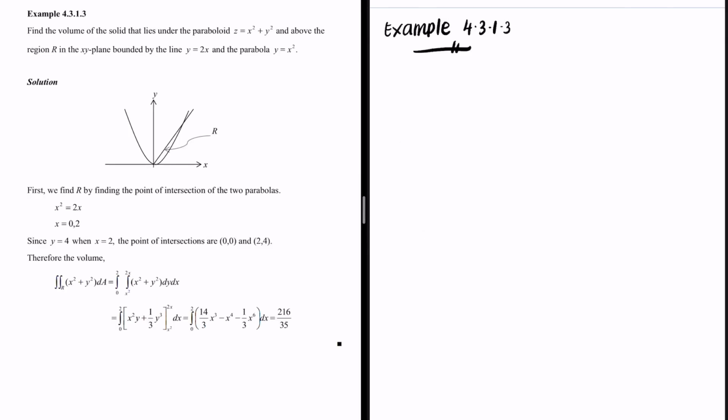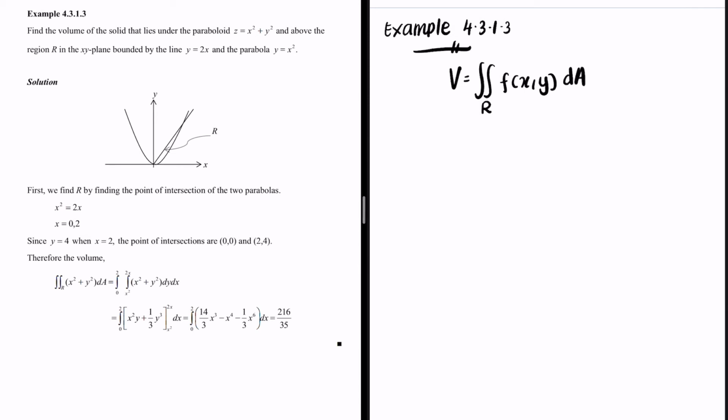Now let's discuss this example 4.3.1.3. Again, if you look at the question given, the author asks you to determine the volume by using a double integral. So when you have this kind of problem, please recall the correct formula to solve it. The volume can be determined by using this formula, the double integral over region R of function f(x,y) dA.